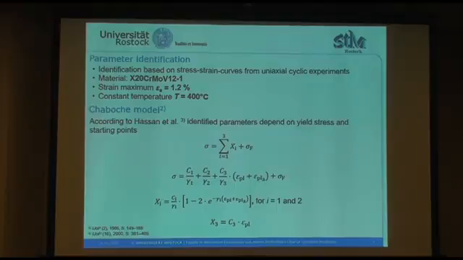Its parameter identification was made according to Hassan et al. And as suggested, 3 backstresses were used, where the parameter C3 is the slope of the back curve part. The parameters C1 and C2 and gamma 1 and gamma 2 were determined by solving these equations as an optimization problem, which leads to dependence of the identified parameters on, for example, of course, the starting points, but also on the yield stress as a model parameter.